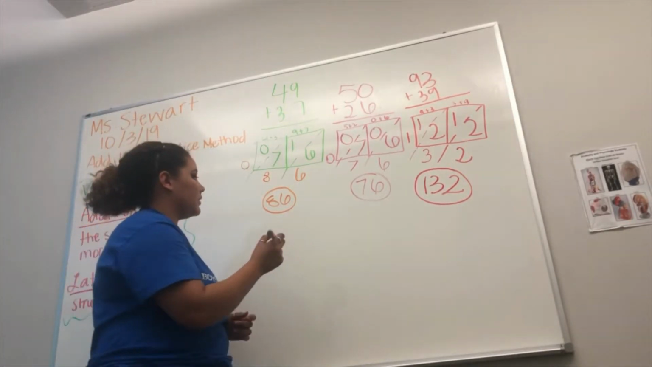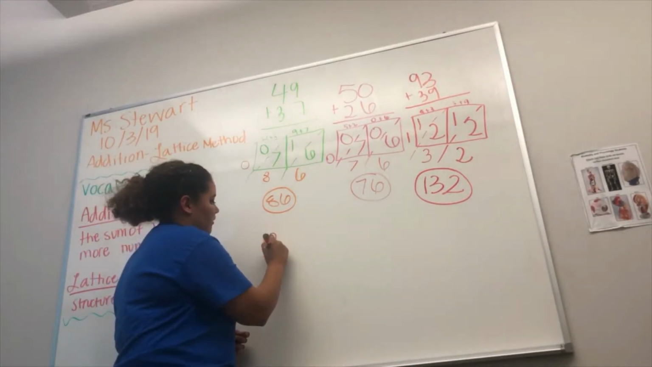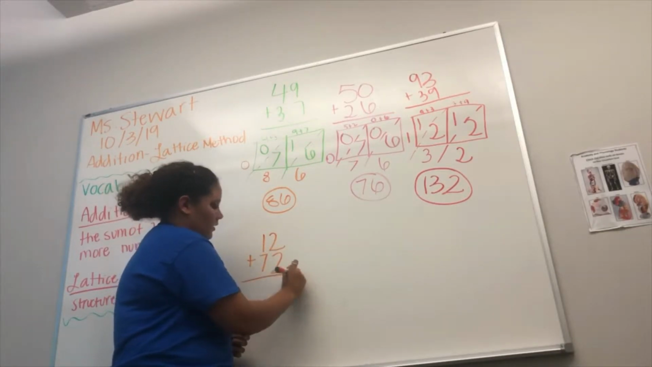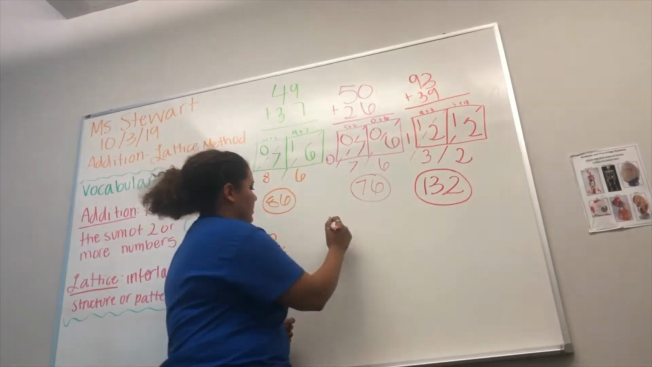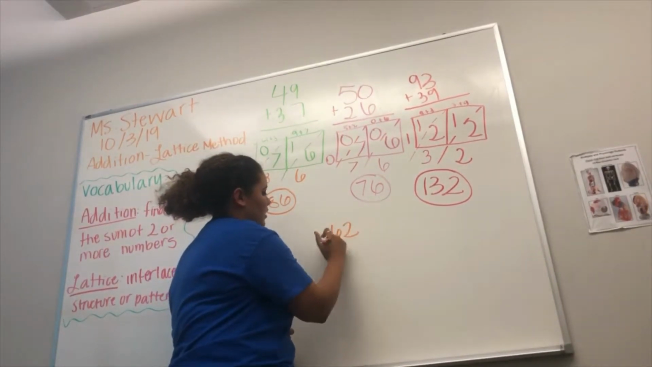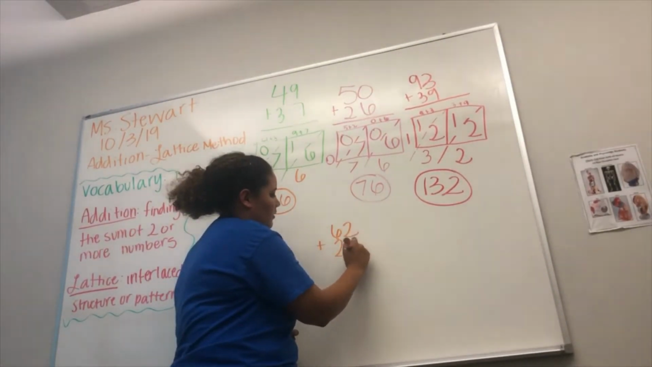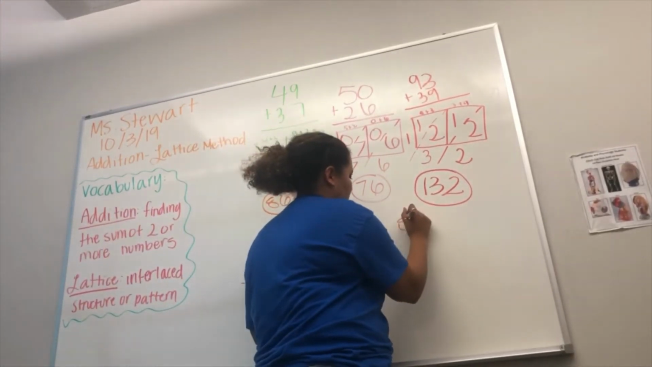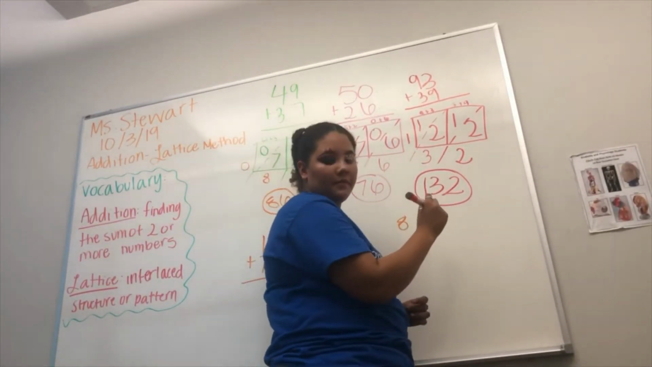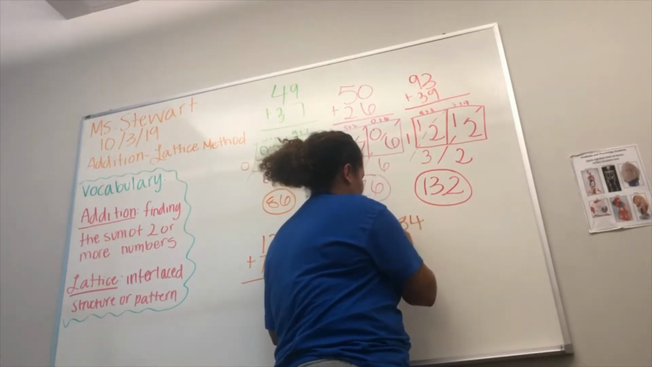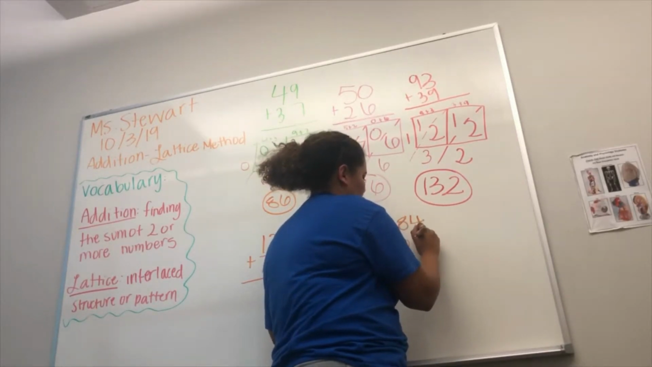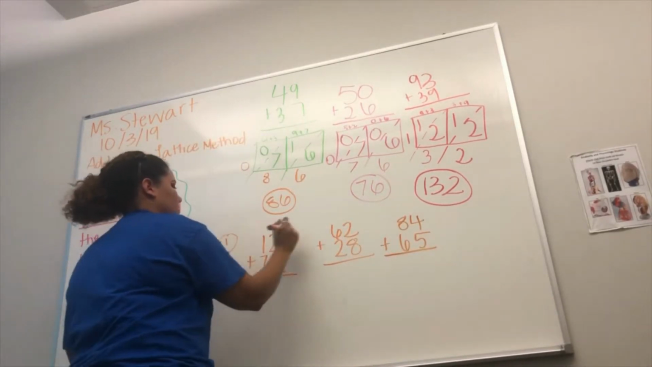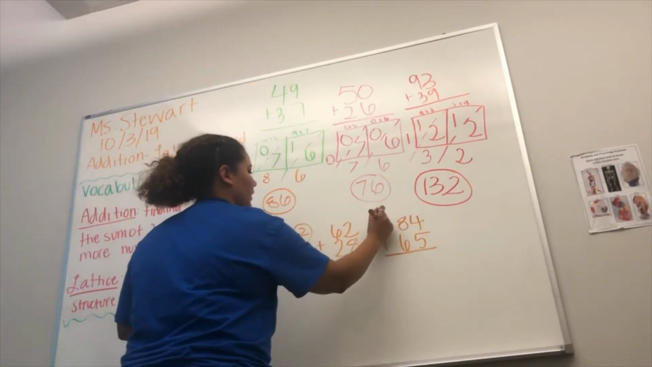So for practice, we're gonna do 12 plus 72, 62 plus 28, and 84 and 65. Okay, here's number 1, 2, and 3.